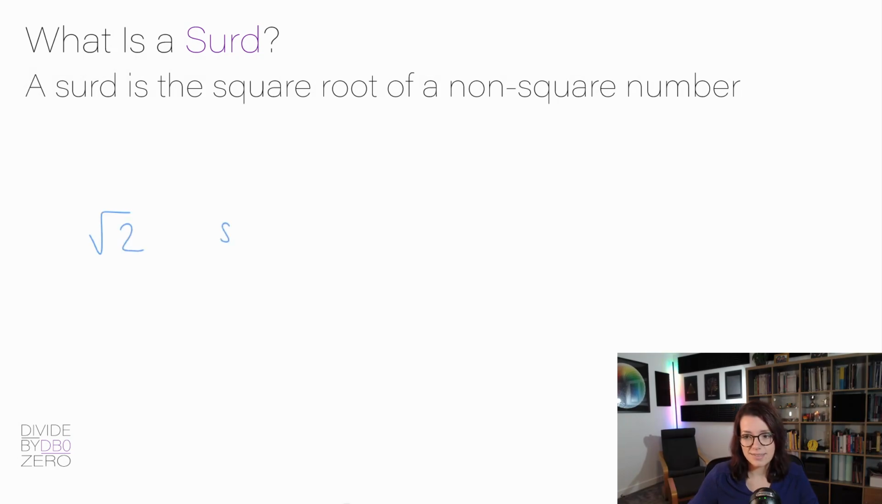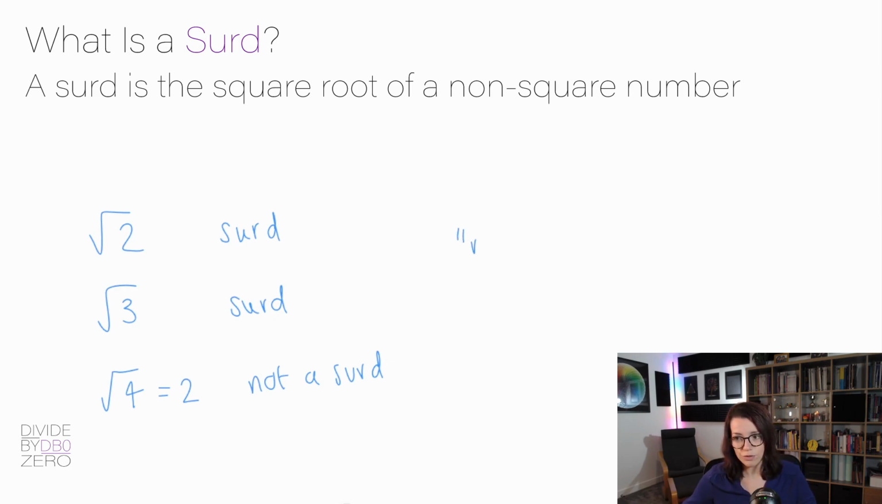Root 2, that's a surd, because 2 is not a square number. Root 3, that's also a surd, because 3 is not a square number. But root 4, that's technically not a surd, because 4 is a square number. So we would usually just say that root 4 is equal to 2, and that's it.